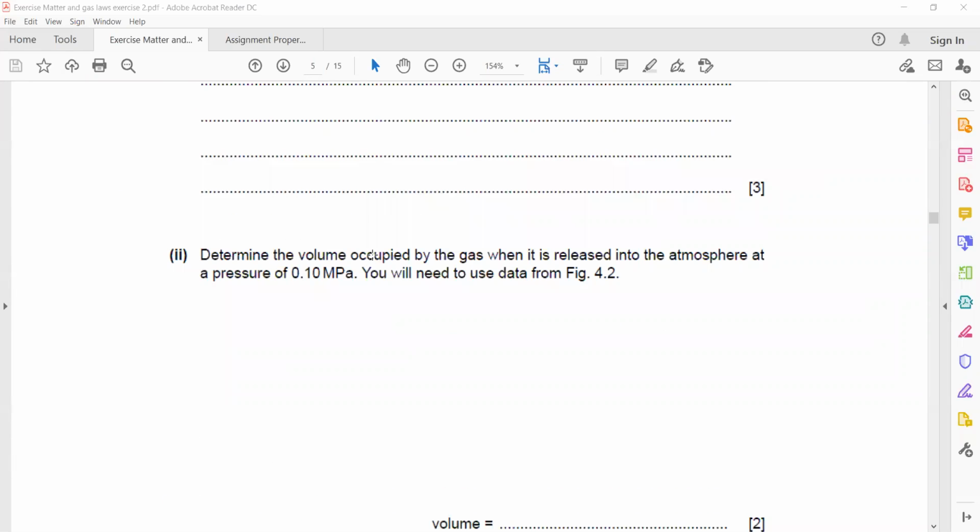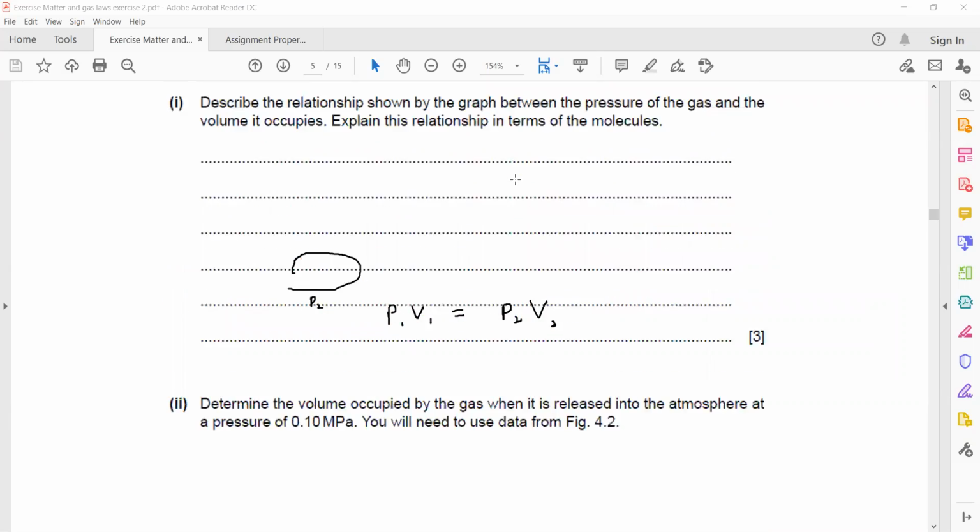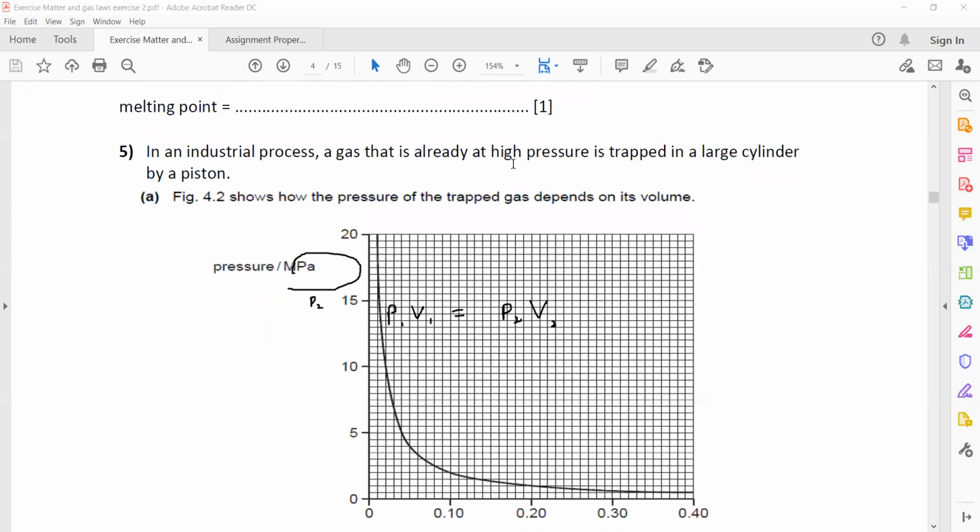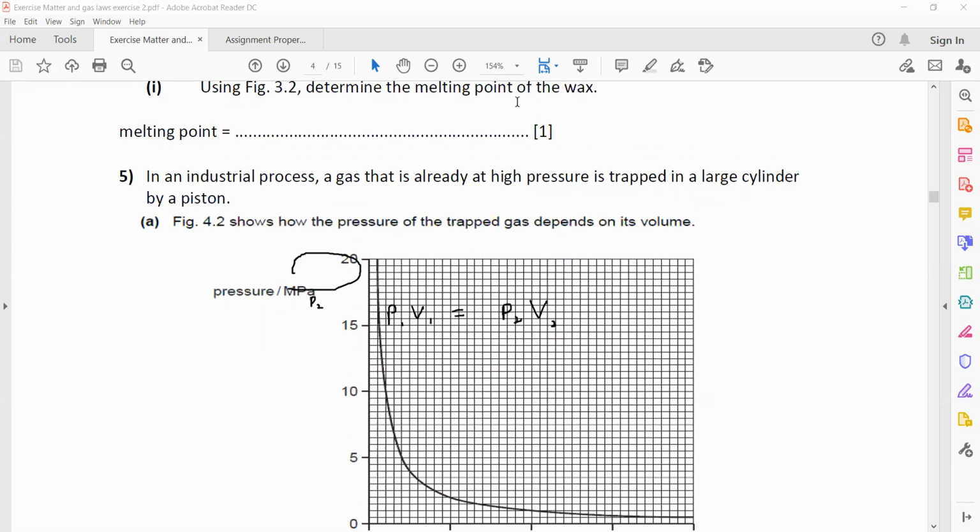Determine the volume occupied by the gas when it is released into atmosphere of 0.1 megapascal. So we know the pressure. How can we use the data? We have the formula P1 V1 equals P2 V2. So I can take this as P2. V2 we are finding, that's unknown. But what about P1 and V1? As we know, when two quantities are inversely proportional, we can take any point. So if I took this as the point, pressure at this point is P1 and the volume at this point is V1.